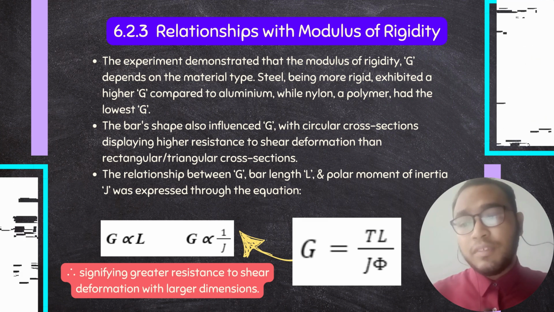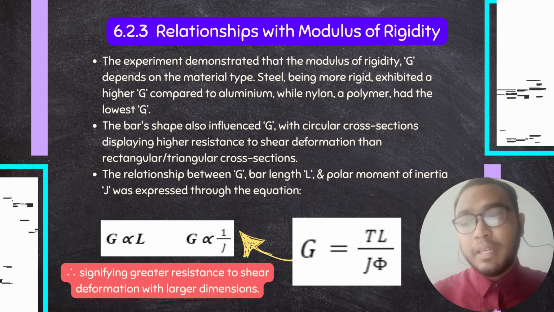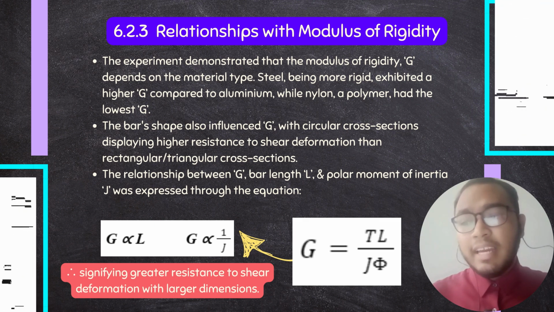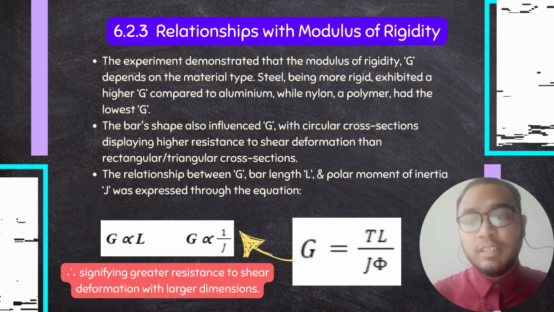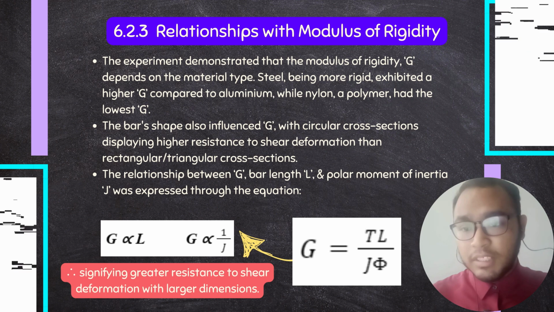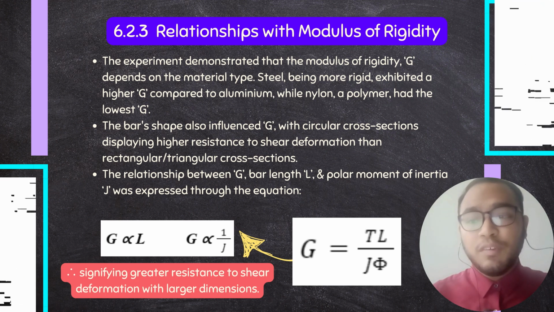Based on the results of the experiment, it can be said that the modulus of rigidity of material depends on the type of material. The value of the modulus of rigidity, capital G, is higher when the material is rigid and more resistant to its shear deformation. The low value of shear modulus of rigidity indicates that the material is soft or flexible with only little force required to cause deformation.